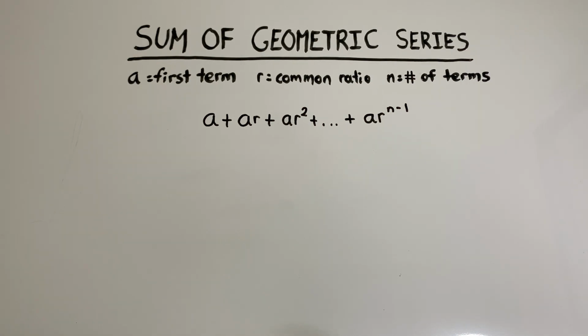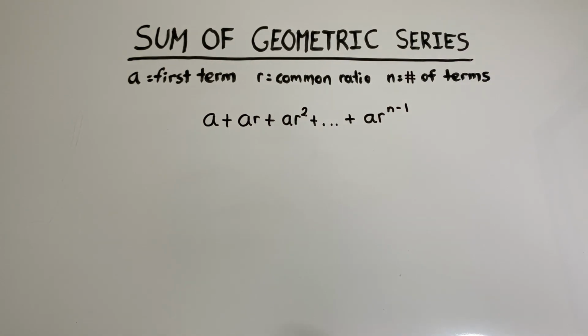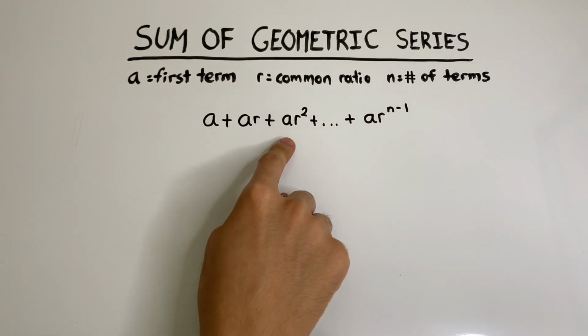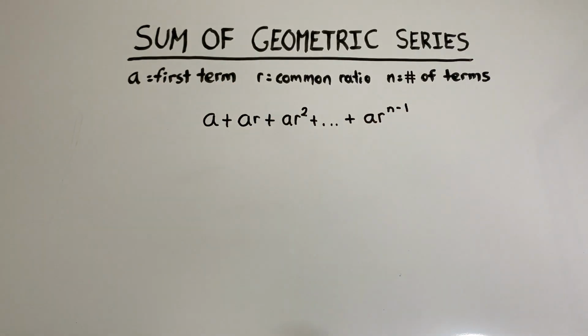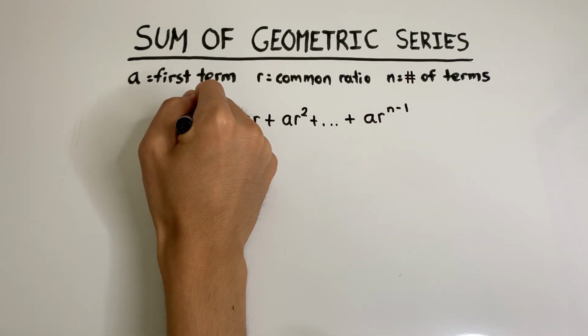So let's begin. Over here, we have a very general geometric series that goes a plus ar plus ar squared all the way to plus a times r to the n minus 1. And we're going to be doing the exact same thing. So to find the sum, let's denote it as s.